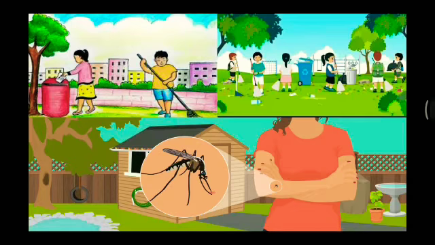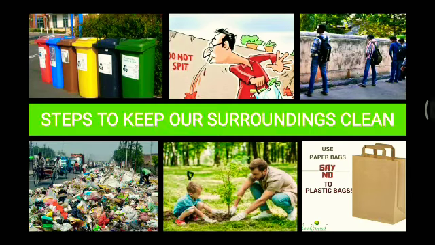Alright, now as we are talking about keeping our surroundings clean, we can keep our surroundings clean by following some simple steps. Number one, always throw the household garbage in covered bins. It's very important to throw the garbage in covered bins so that animals, stray dogs and the like cannot get to it, and it doesn't get exposed. So it's better to keep it in covered bins.